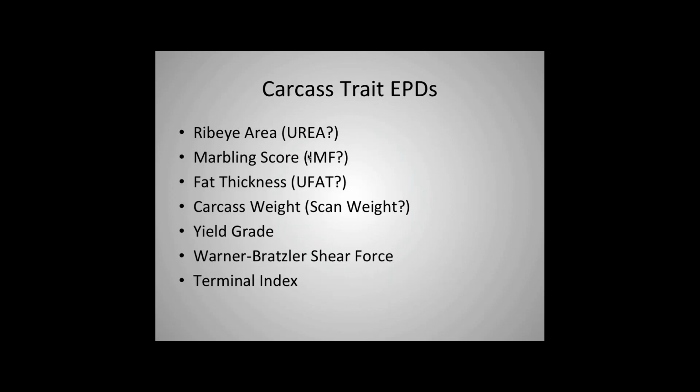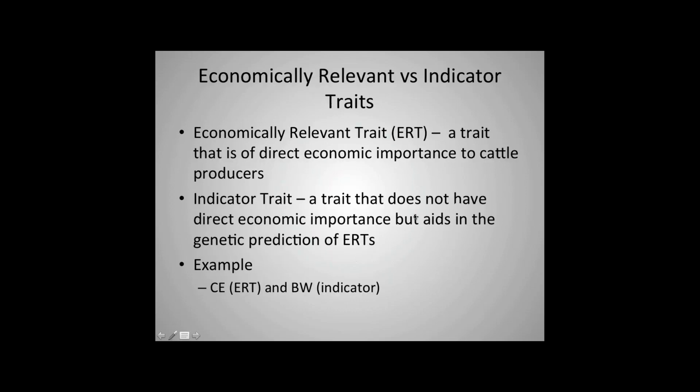So when we look at this suite of traits and you run around, maybe you're thinking, I don't know if you are, but why don't we have an ultrasound ribeye EPD or an IMF EPD or an ultrasound fat EPD or scan weight EPD? Well, the thing is that we do have two different kinds of traits. We have those that are economically relevant and those that are indicator traits.